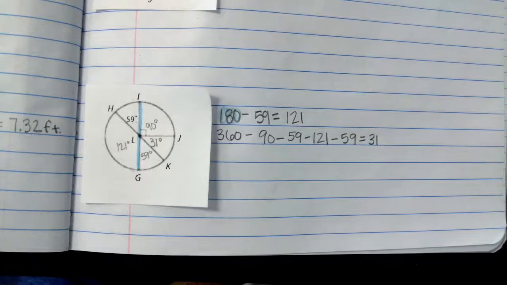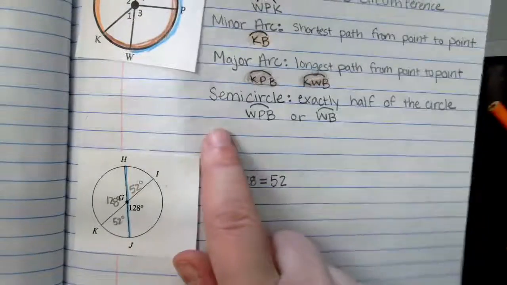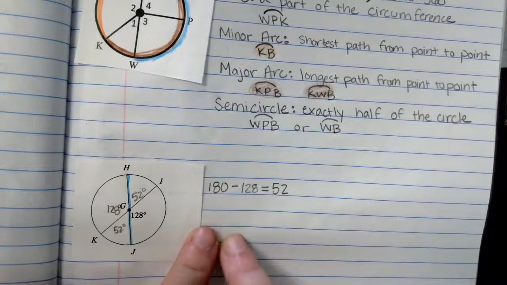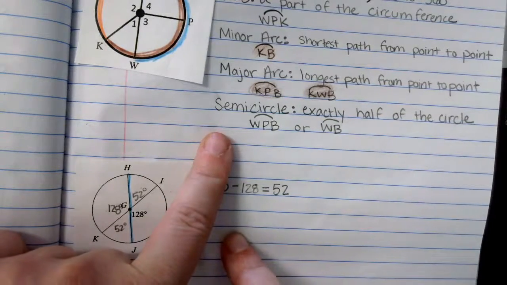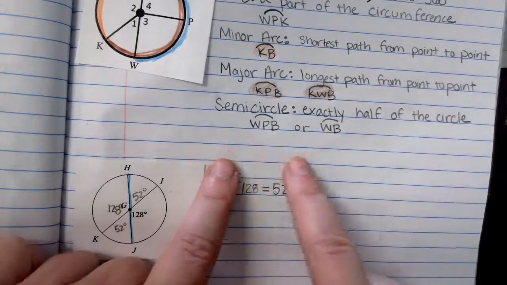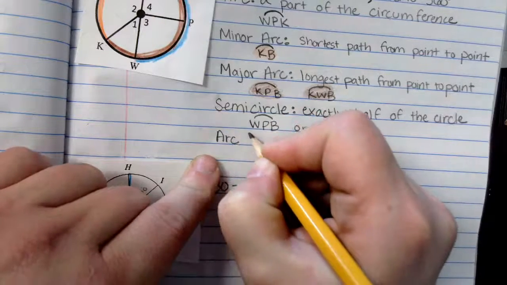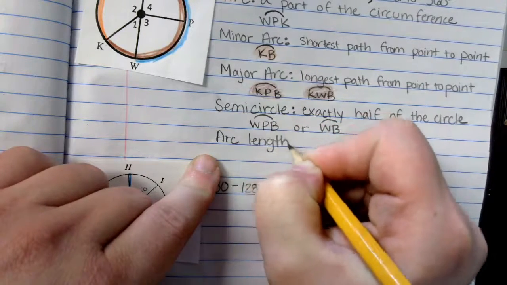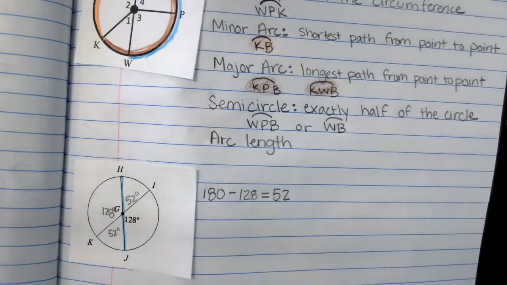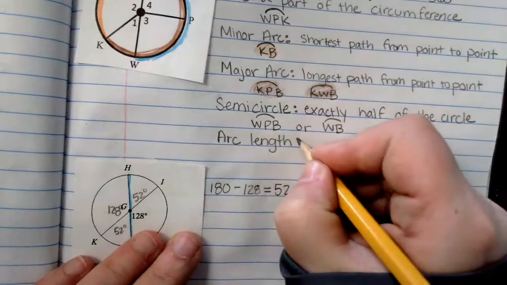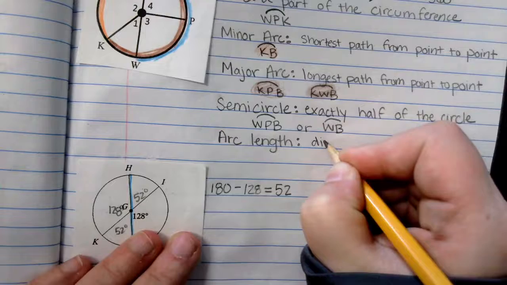Okay, we're going to do an arc length. An arc length is the actual distance of the arc. So how long is it? Not necessarily what's the degree, how much are we turning in the circle? How long would we have to walk if we walked that on the outside of the circle? And there's a formula for that.